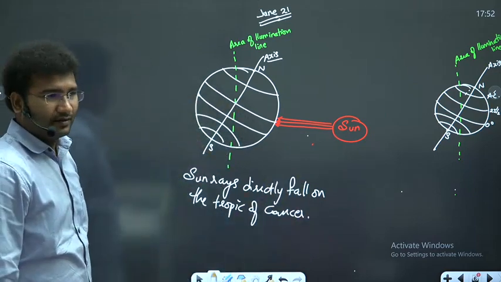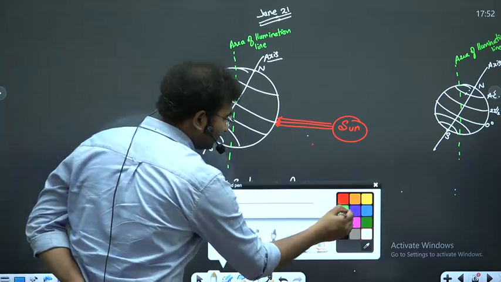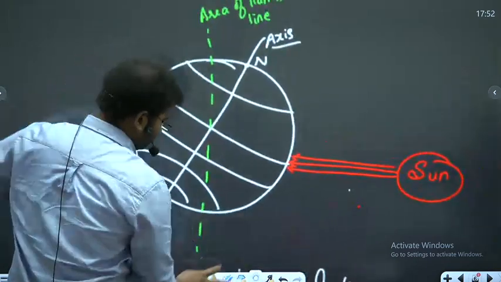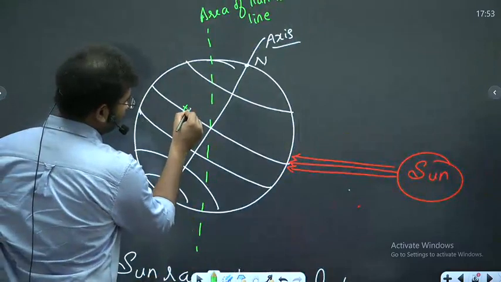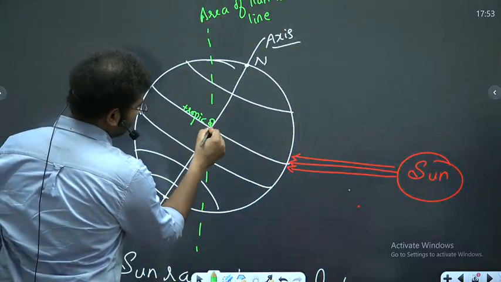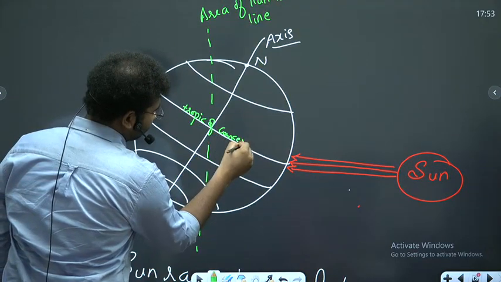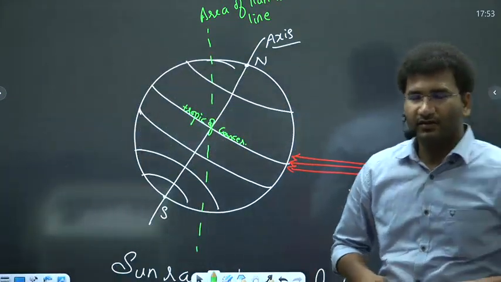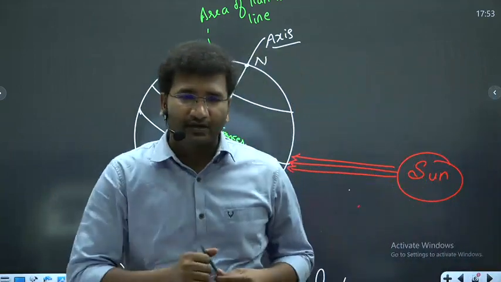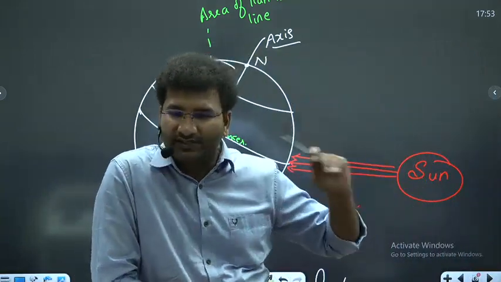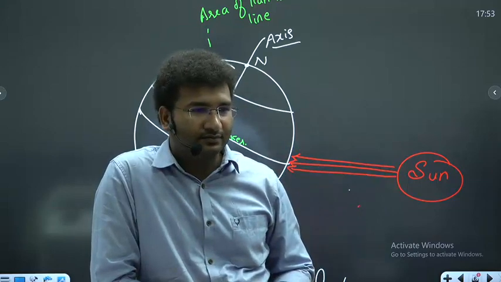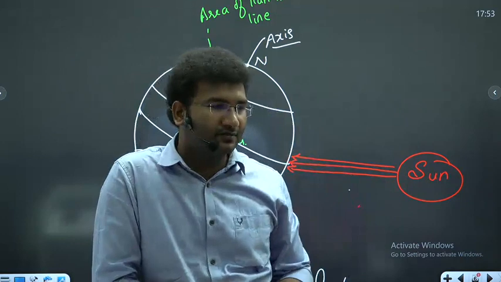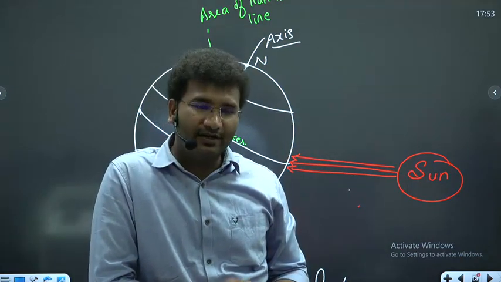Okay? So this is your Tropic of Cancer. Let me zoom in. Do you have your atlas with you? Open your atlas. Go and look into India. This Tropic of Cancer passes through how many states in India? Look in the atlas and tell me, no issue. 8 states, very good.